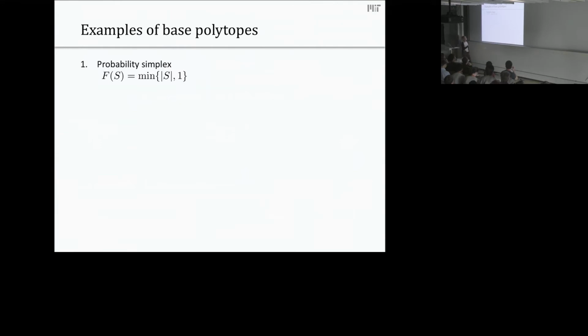The first one is, again, our function of being 1 everywhere and otherwise 0. So the base polytope of this function happens to be the probability simplex. So all vectors that are non-negative and they sum up to 1. So again, we get out an object that we know. The second example is something that you probably don't know, but I just find it an interesting example.